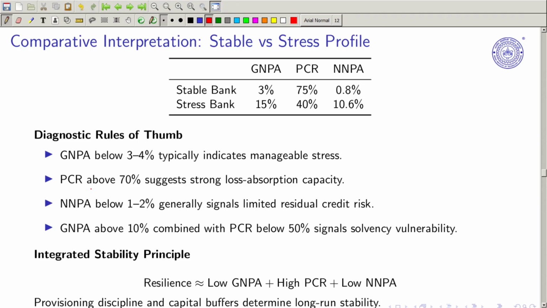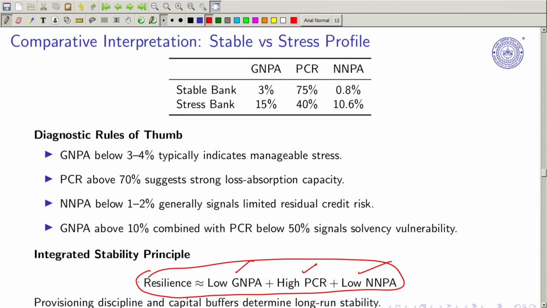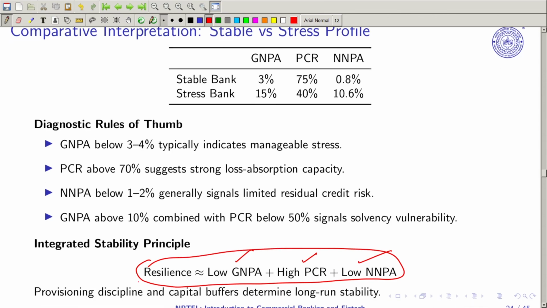So the integrated stability principle is this: resilience equals low GNPA, high provision coverage ratio, and low NNPA. These are called resilience. So a bank is resilient when we have a low GNPA, high PCR plus low NNPA. And provisioning discipline and capital buffers determine long run stability.